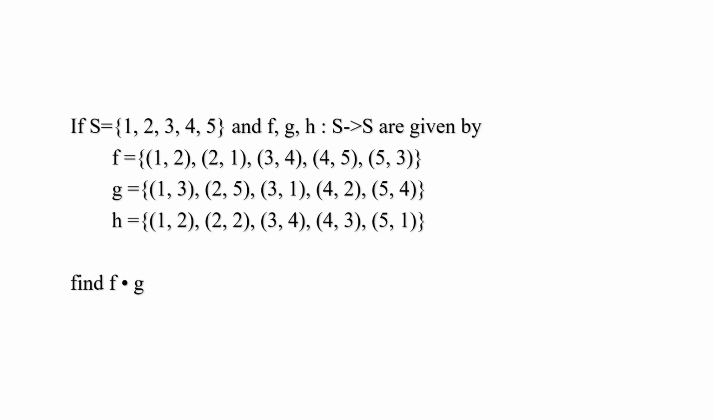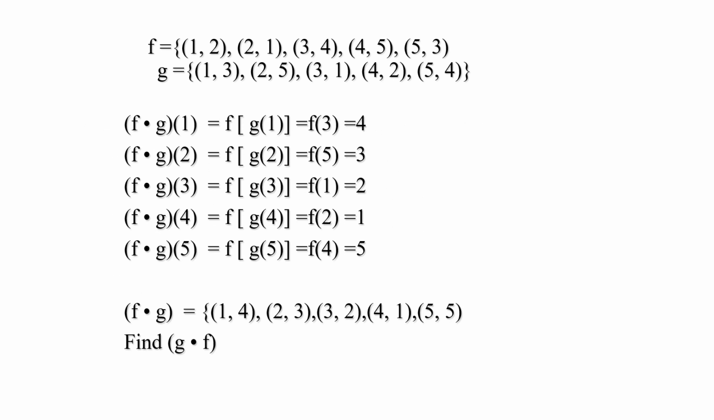Suppose we are given a set S as a set of 1, 2, 3, 4, 5 and F, G, H are functions defined from S to S. Now we can see how to find F composition G. So to find out F composition G, first we have to consider ordered pairs in G. That is, ordered pairs in G should be considered as AB, and ordered pairs in F should be considered as ordered pairs BC. Now we have to find out all AC.